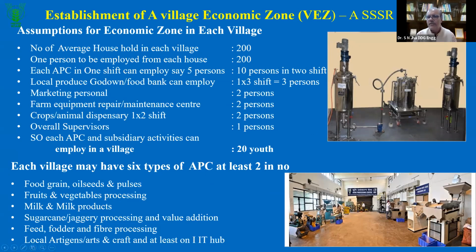This plant is the protein isolate plant, which we have given the license. These are the model agro-processing centers. You may be knowing that ICAR and AICRP-PH is the main organization which gave the concept of agro-processing centers. On that, the Government of India, Ministry of Food Processing, has launched a new project also for financing different ones.